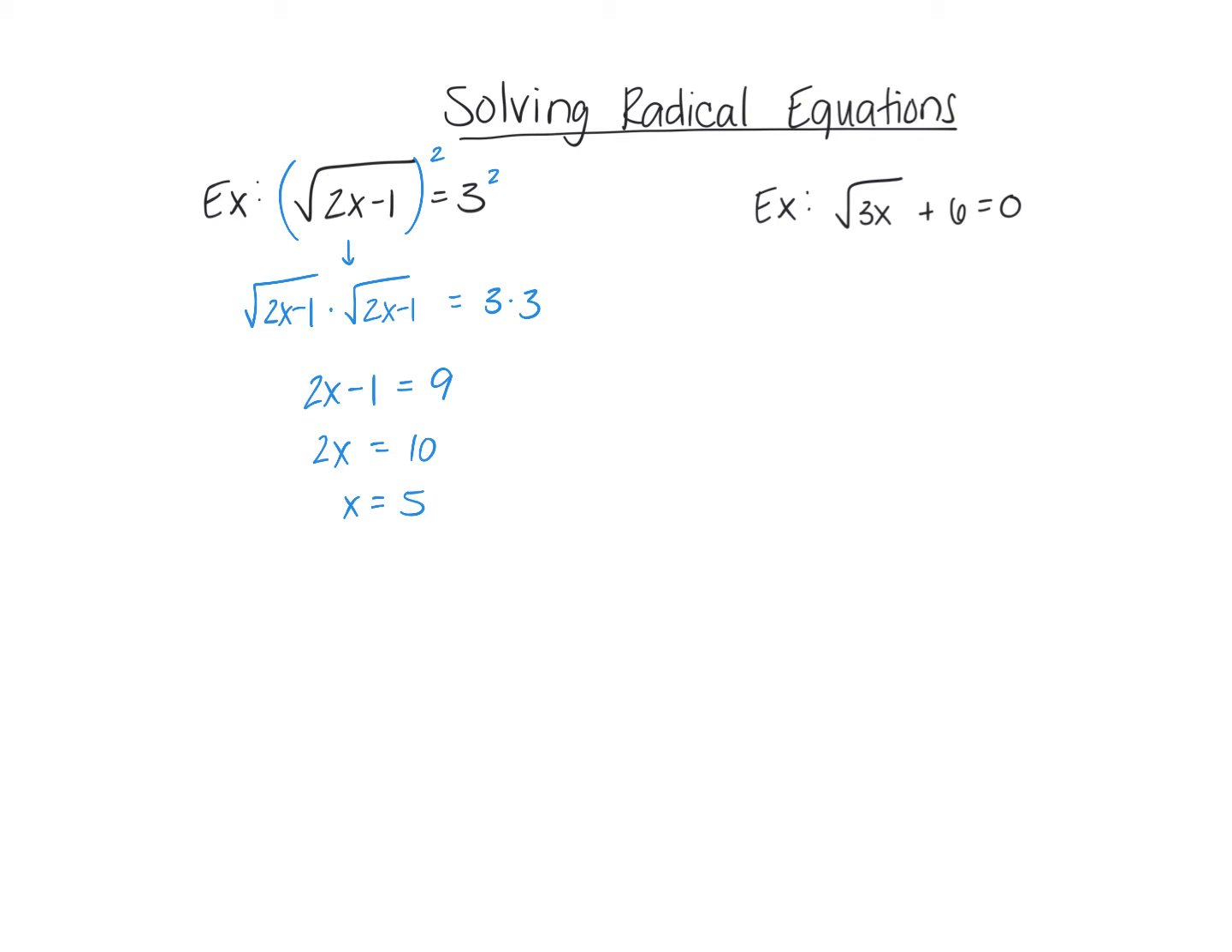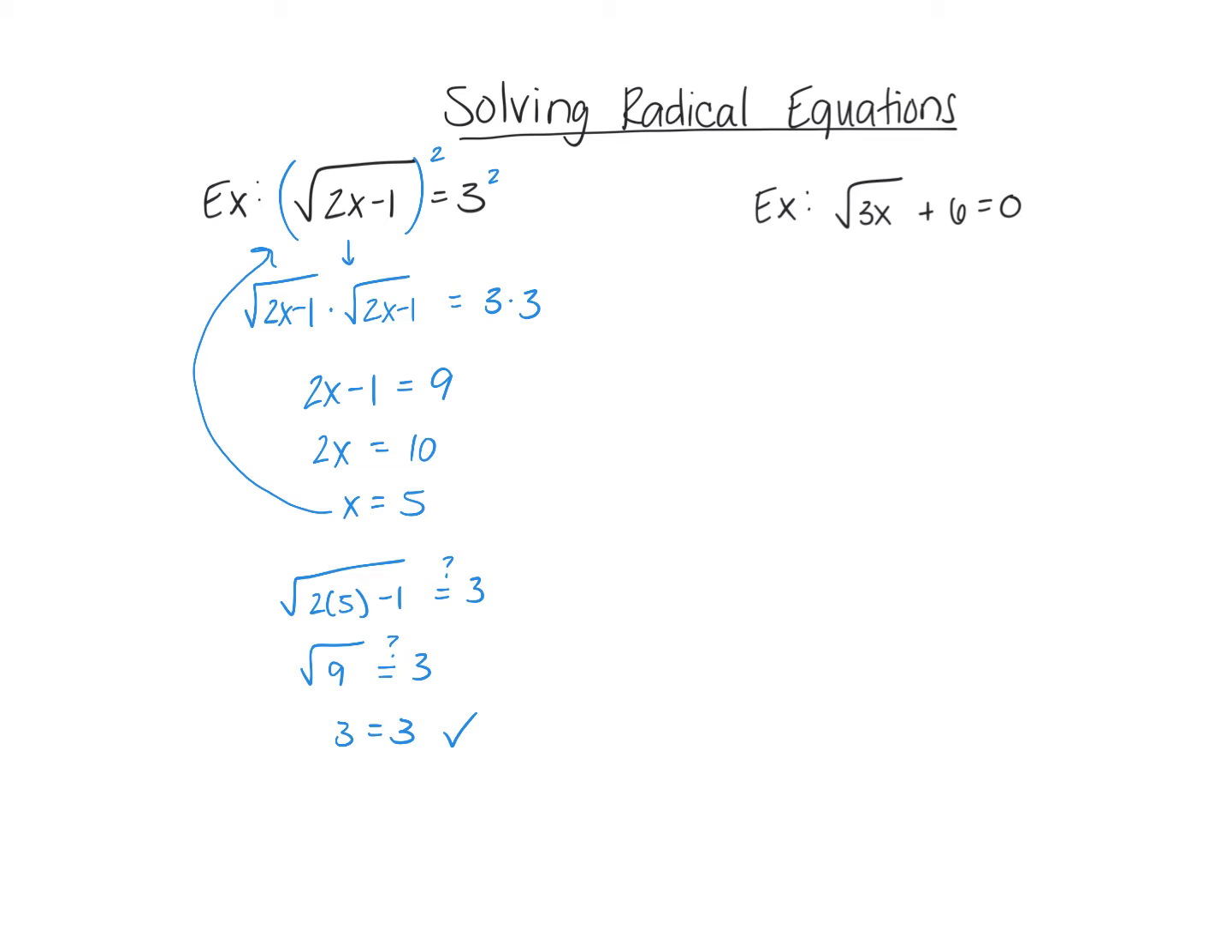Obviously, that's going to work in 2x minus 1 equals 9. The question is, does it work in the original? You do need to double check that it works in the original equation and that it's not extraneous. So if you plug this back in, you get the square root of 2 times 5 minus 1. Is that equal to 3? Well, you get the square root of 9. Is that equal to 3? 3 does equal 3, therefore it works.